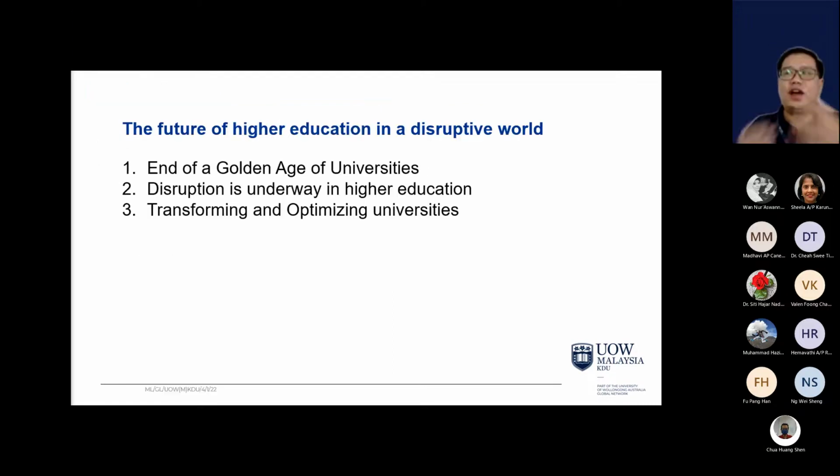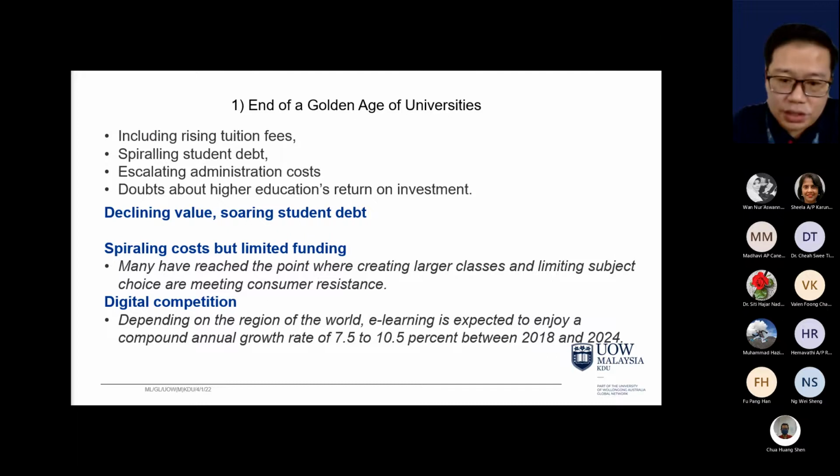Okay. The future of higher education in a disruptive world. So now I'm going to touch on these three key aspects here. What is the future of higher education in this world that we are in? So number one will be the end of a golden age or era of universities. Okay. Disruption is underway in higher education. There's big disruption that is happening. And of course, transforming and optimizing universities. I think the first thing we need to look at here is the end of a golden age of universities.